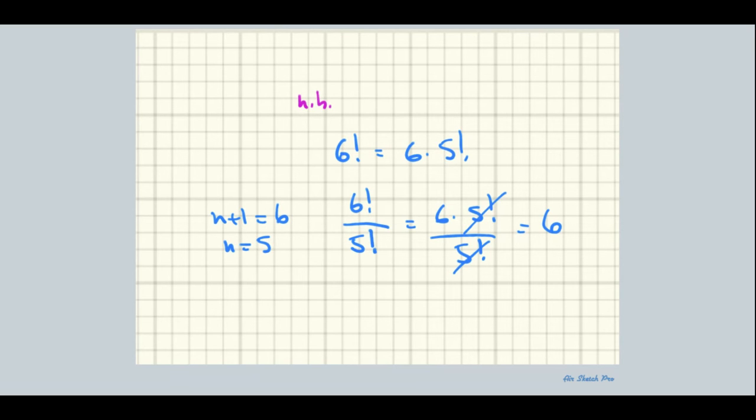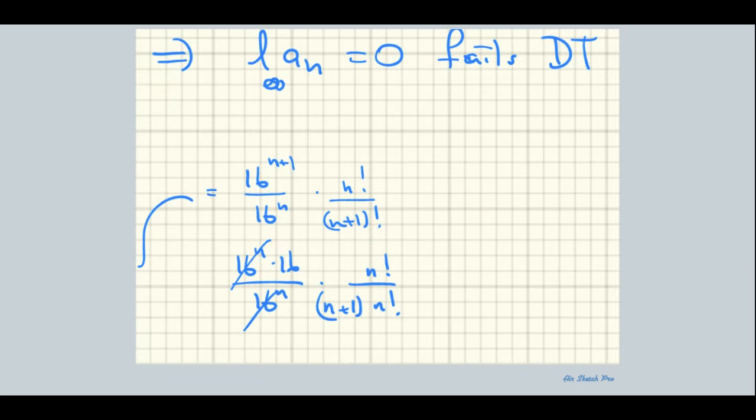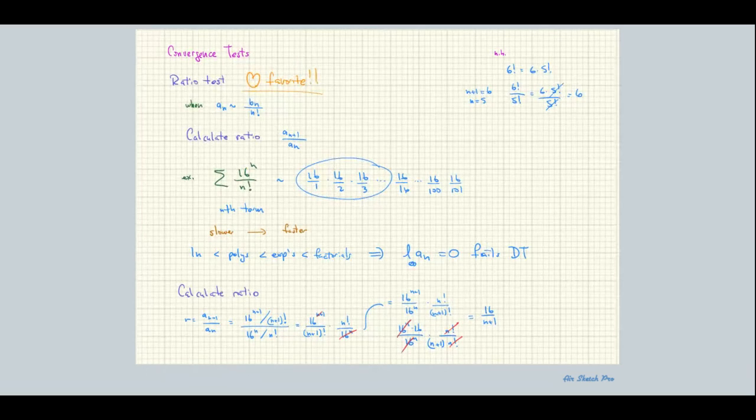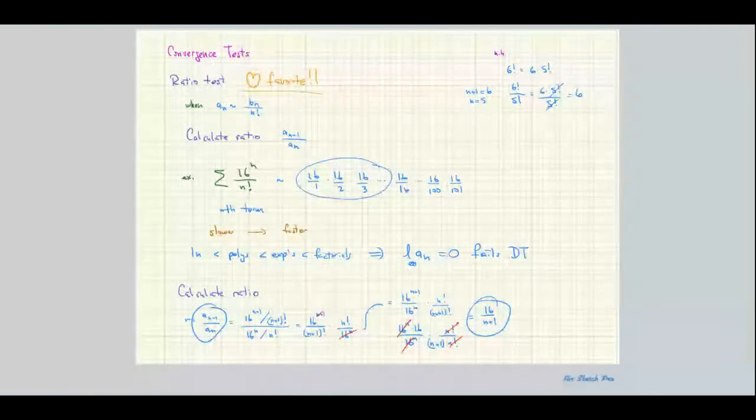Down here, I do the other way. I'm dividing n factorial by n plus 1 factorial, and I split up the n plus 1 factorial as n plus 1 times n factorial. And again, we can cancel these. Once I've done that, I'm looking at 16 over n plus 1. That's the ratio, guys. Let's not lose track of the fact that this is just the ratio.